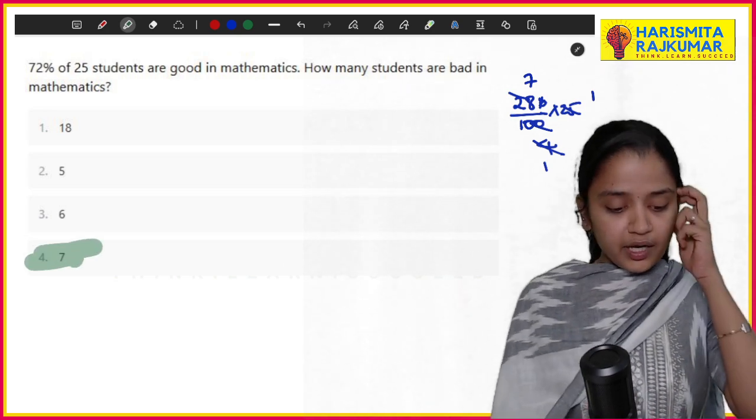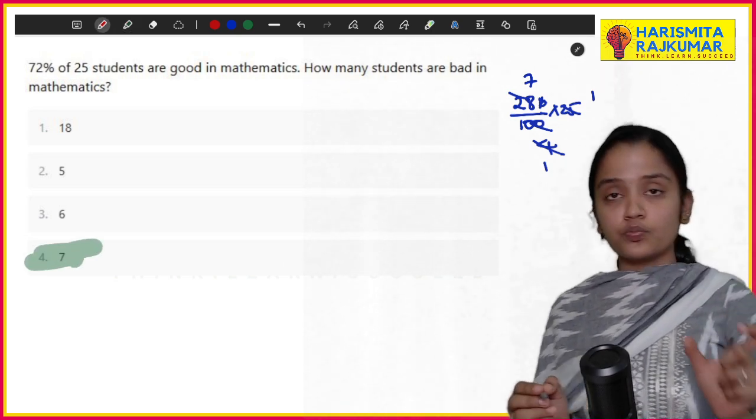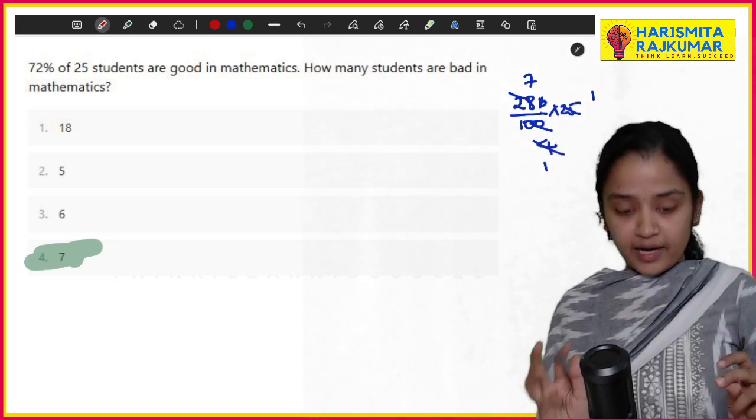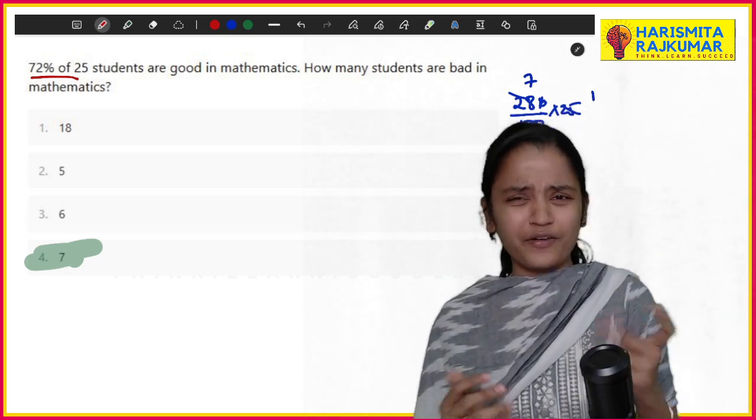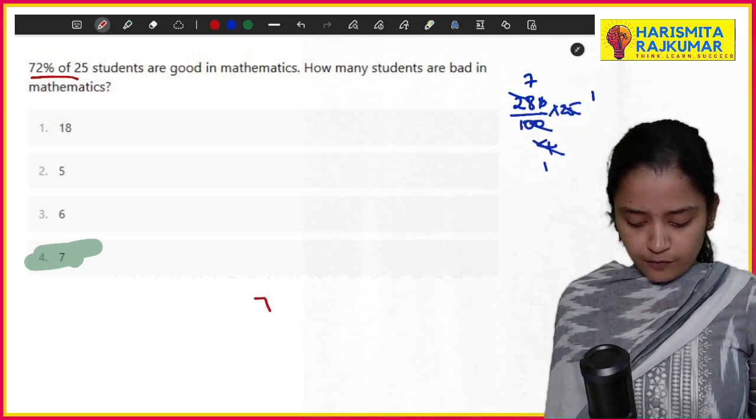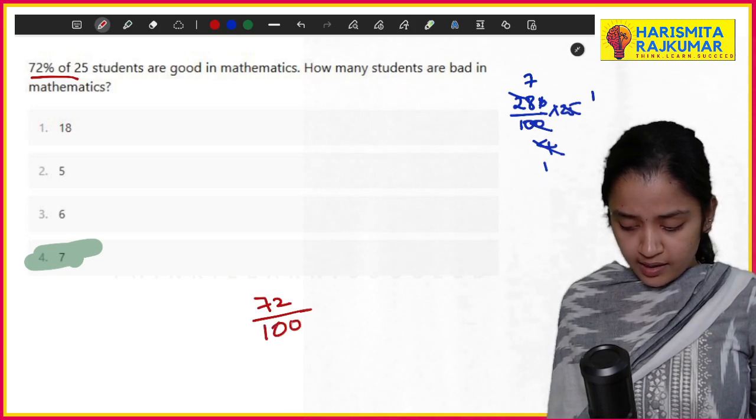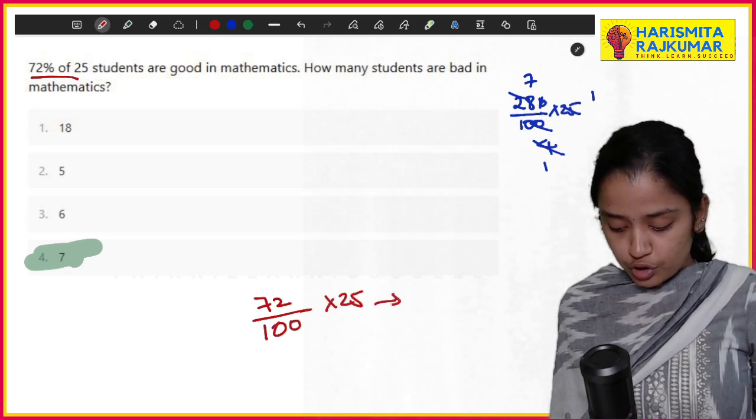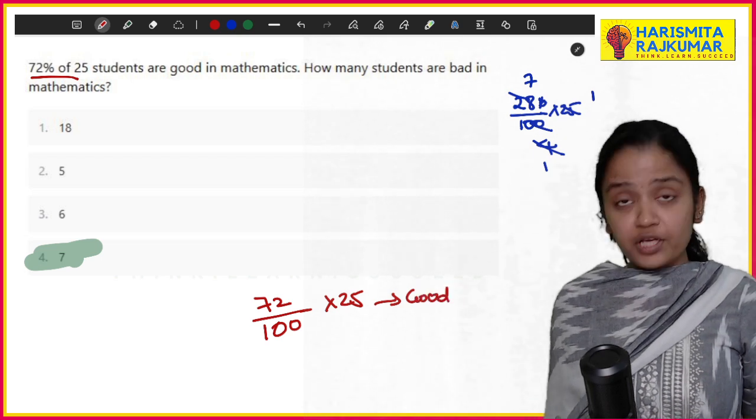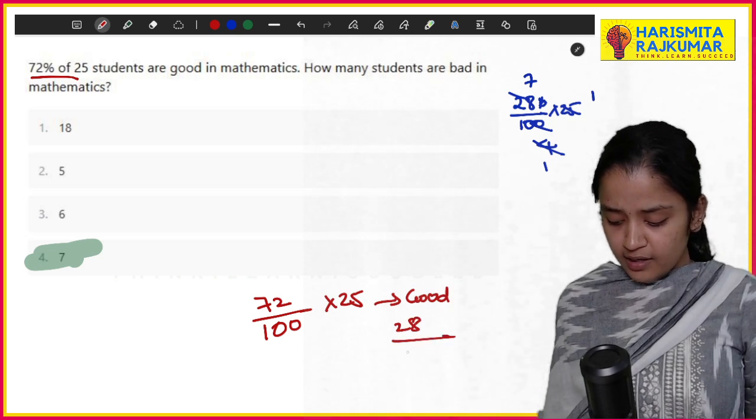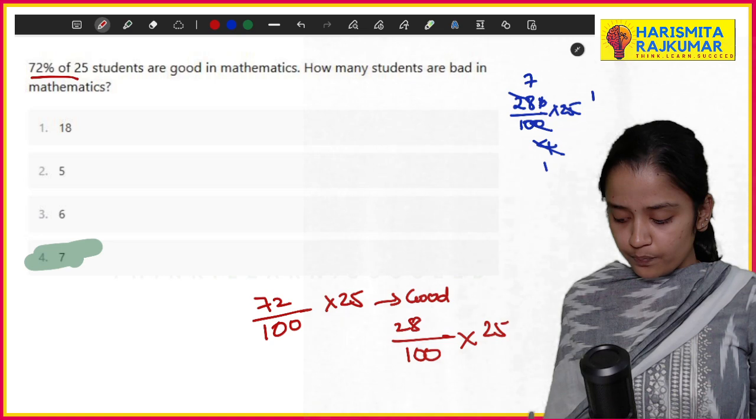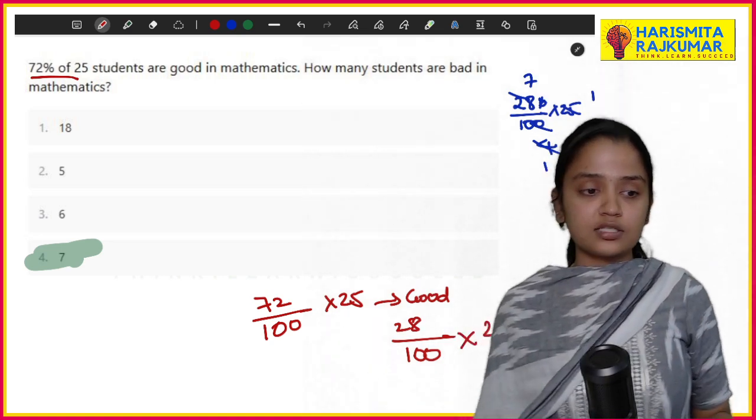Here I told you "of" means you should multiply, right? But here, what are they giving? They gave the percentage and asked to find the number. So if they gave the percentage for good, the regular formula is 72 by 100 into 25 gives you good. So for bad, you are supposed to write 28 by 100 into 25 gives you bad. I hope you understood this question.